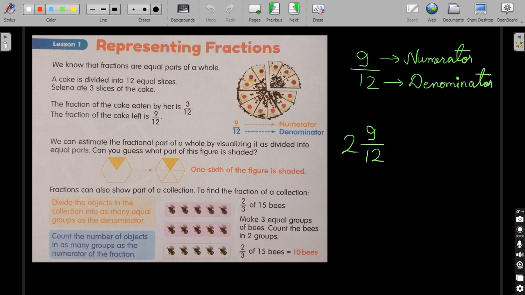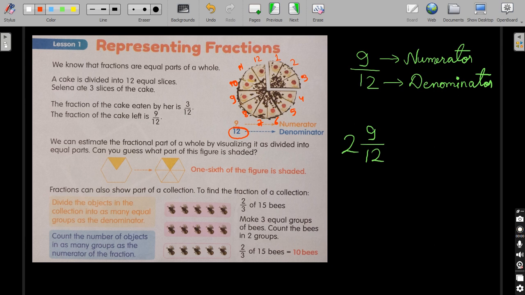And how to represent it? Whatever the total number of divisions is, that I will write in the denominator. As you are able to see here, 12. The denominator is your total, 12, because you can count it here. Let me count: 1, 2, 3, 4, 5, 6, 7, 8, 9, 10, 11, 12. As you are able to see, how many parts is the one cake divided into? One cake I have divided into 12 parts.